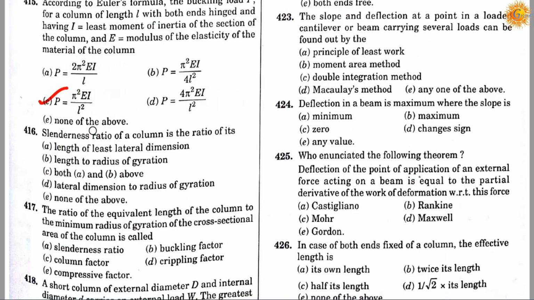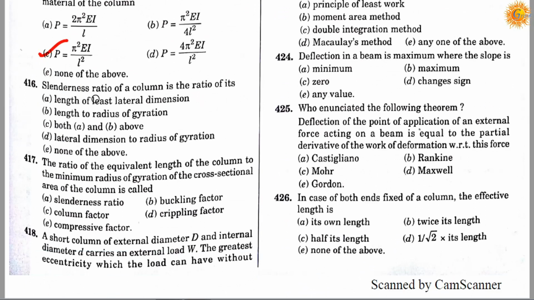Question number 416. Slenderness ratio of a column is the ratio of its option A, length to least lateral dimension, option B, length to radius of gyration, option C, both A and B above, option D, lateral dimension to radius of gyration, and option E is none of the above. Correct answer is B, so length to radius of gyration.